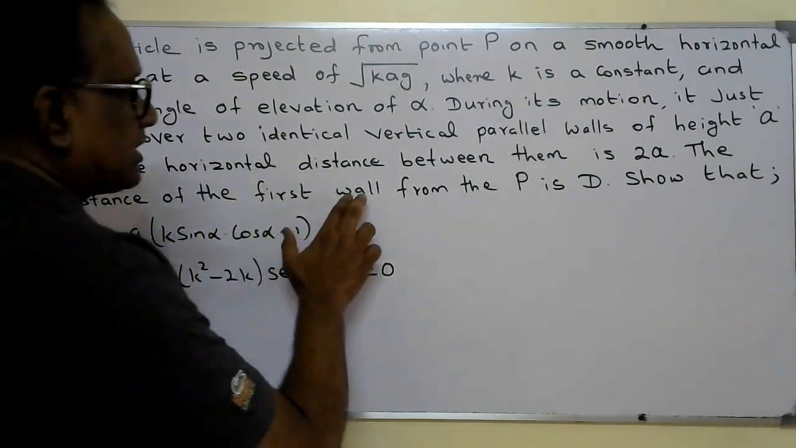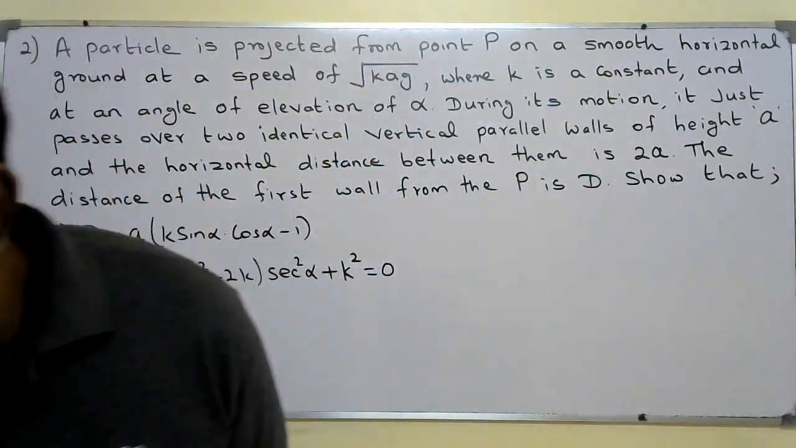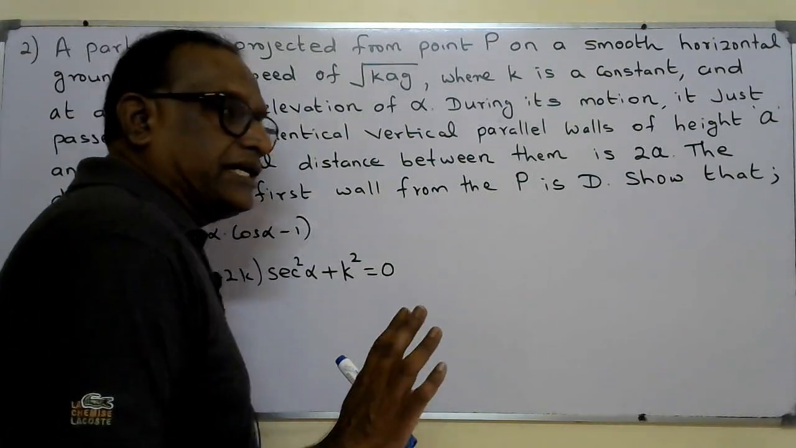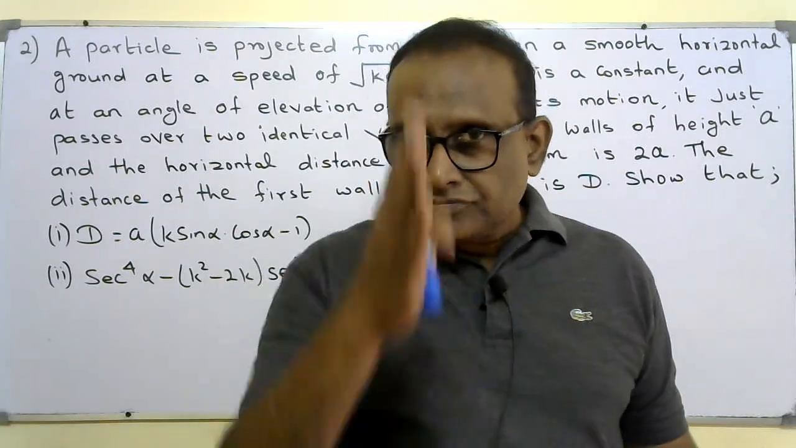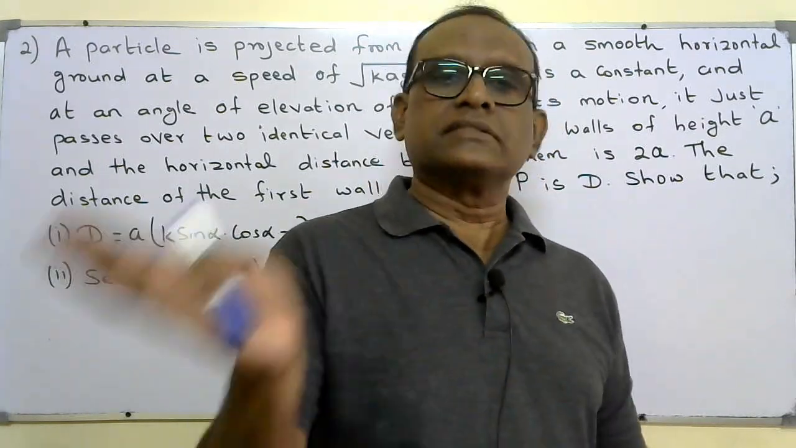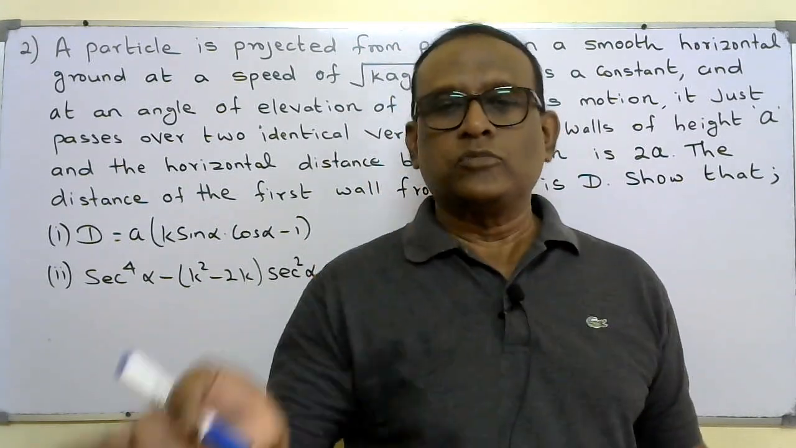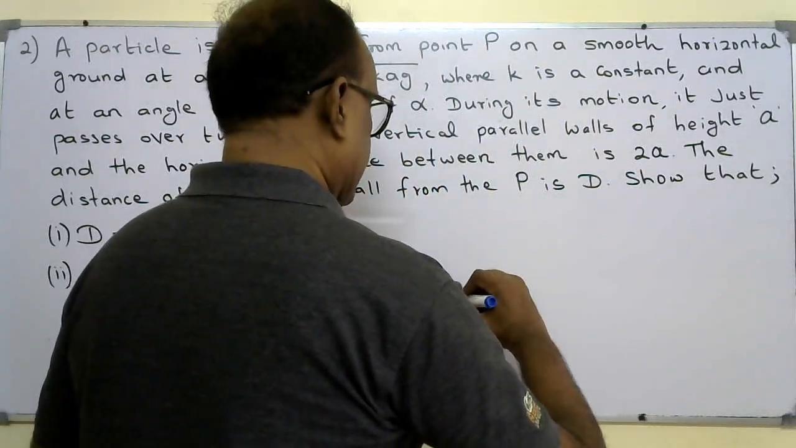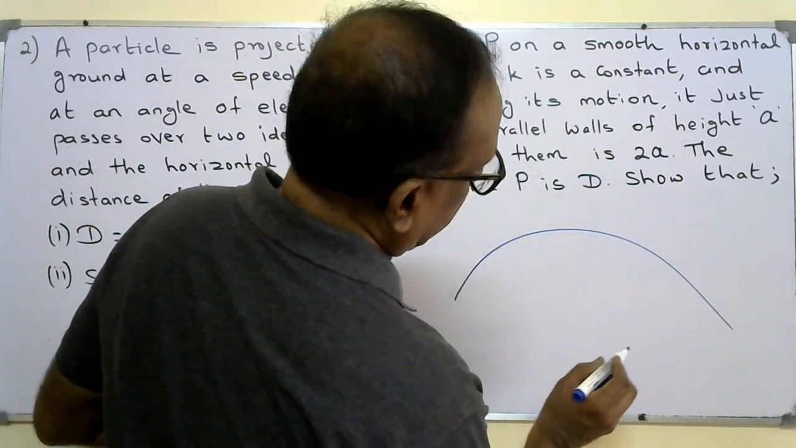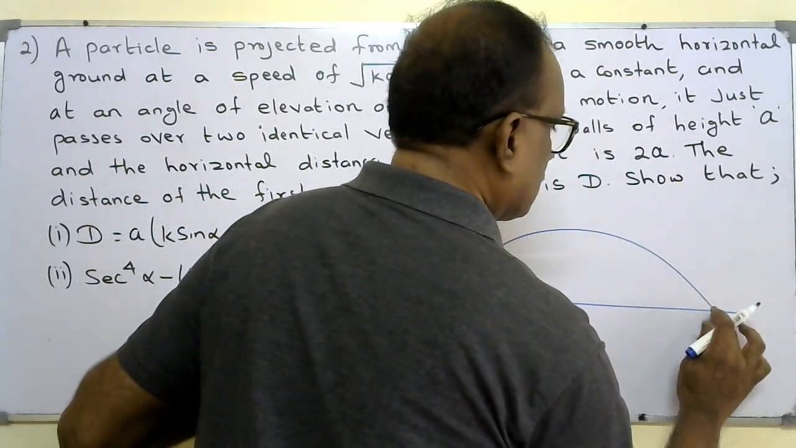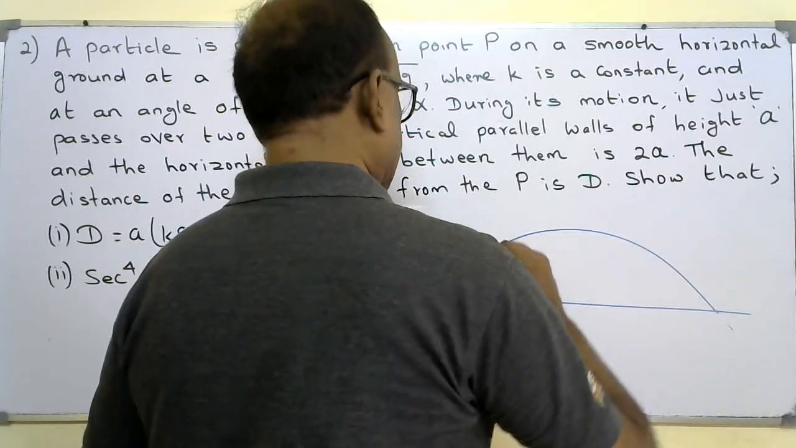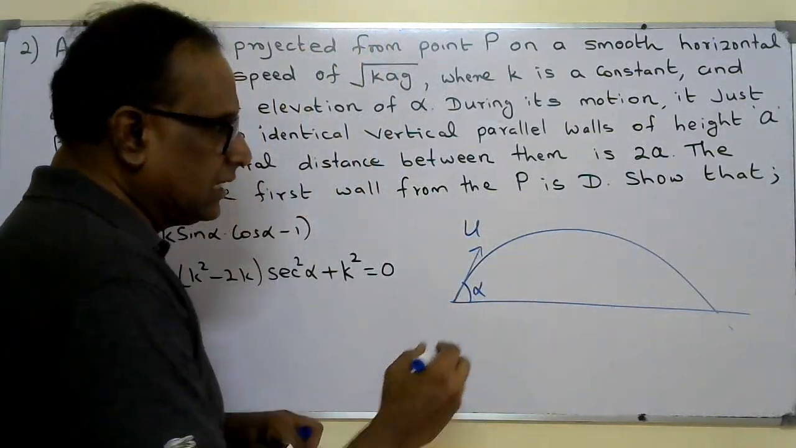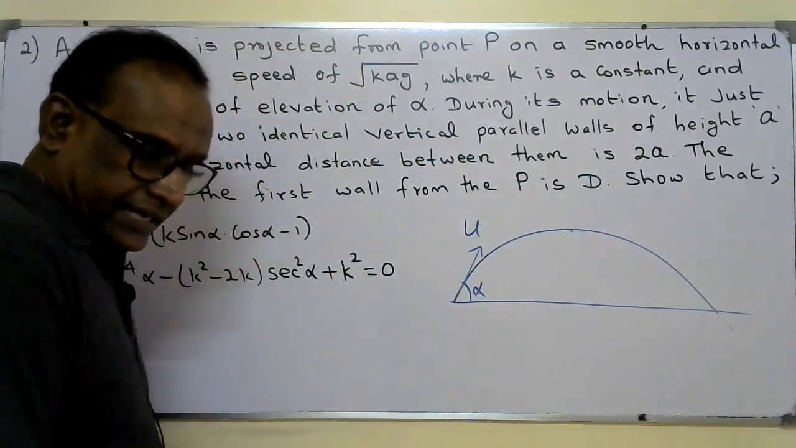So if we draw a diagram, we know that both walls have the same height, which means they should be on either side of the highest point, because the projectile motion is symmetrical. So if I sketch a diagram, for the projectile motion it looks like that. It is projected at an initial speed u, not given, at angle alpha for a given angle. So this is the highest point if I take it.